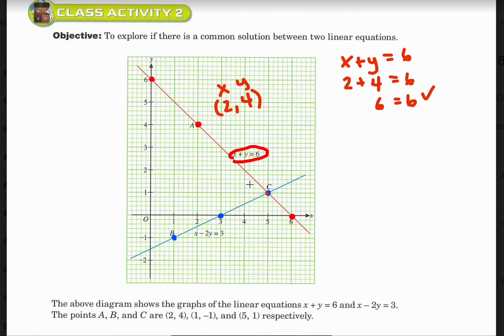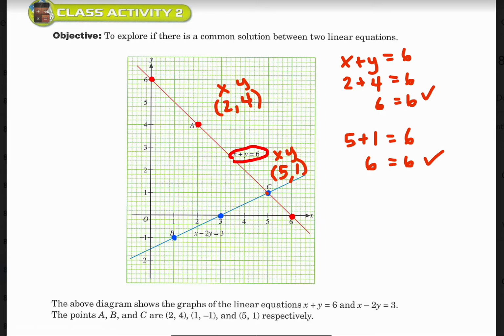Correct. Now let's take a look at this point right here that is shared by the blue line, x minus 2y equals 3. It is at point 5, 1. Let's plug that in here. Remember, this is x and this is y. So it becomes, instead of x plus y, it's 5 plus 1 equals 6. 5 plus 1 is equal to 6. 6 equals 6. True. Okay?